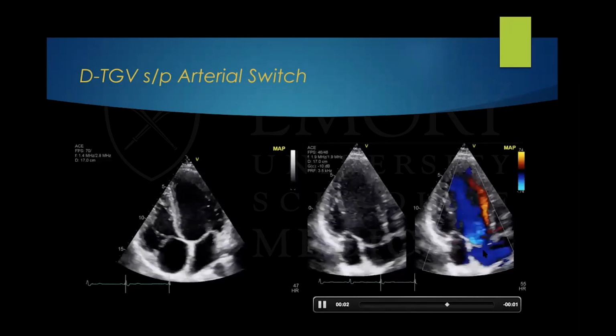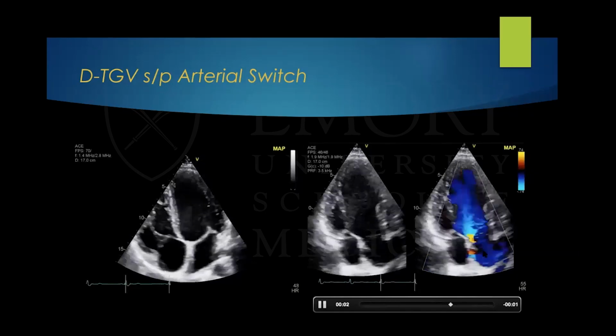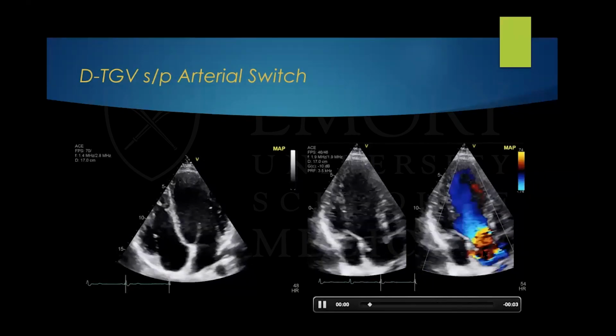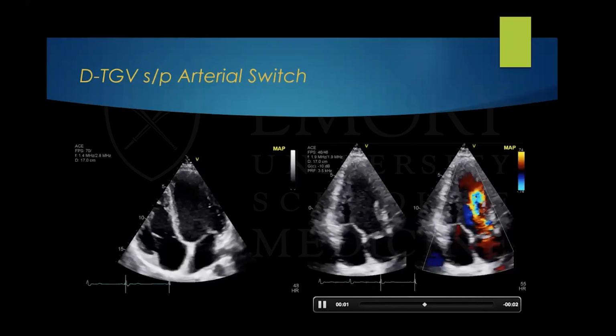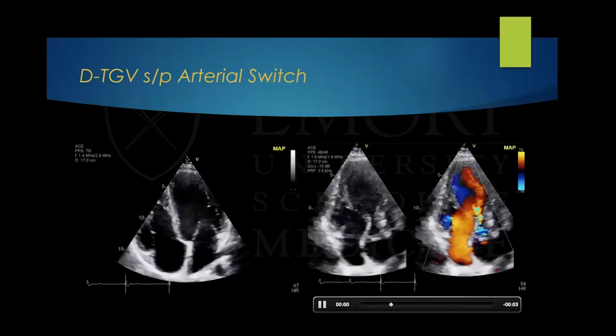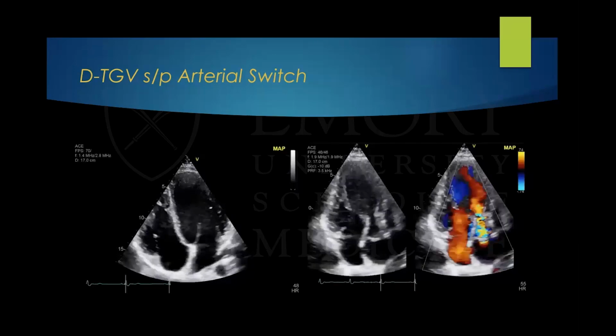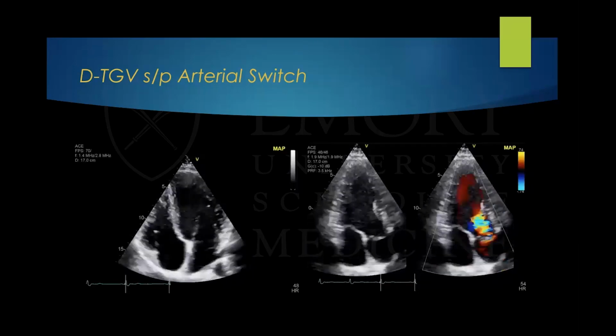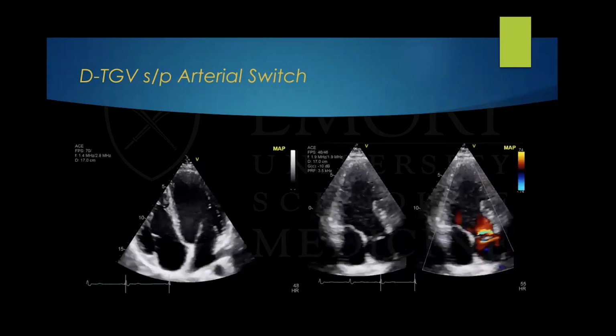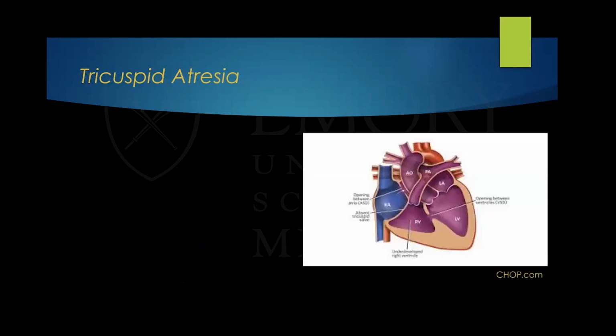The other thing that is very hard to visualize is the reimplantation of the coronaries because of the way they switch the arteries. So it makes it really hard by echo to assess that other part of the procedure. So we leave that for the CT and MRI. So our last case is going to be the tricuspid atresia.